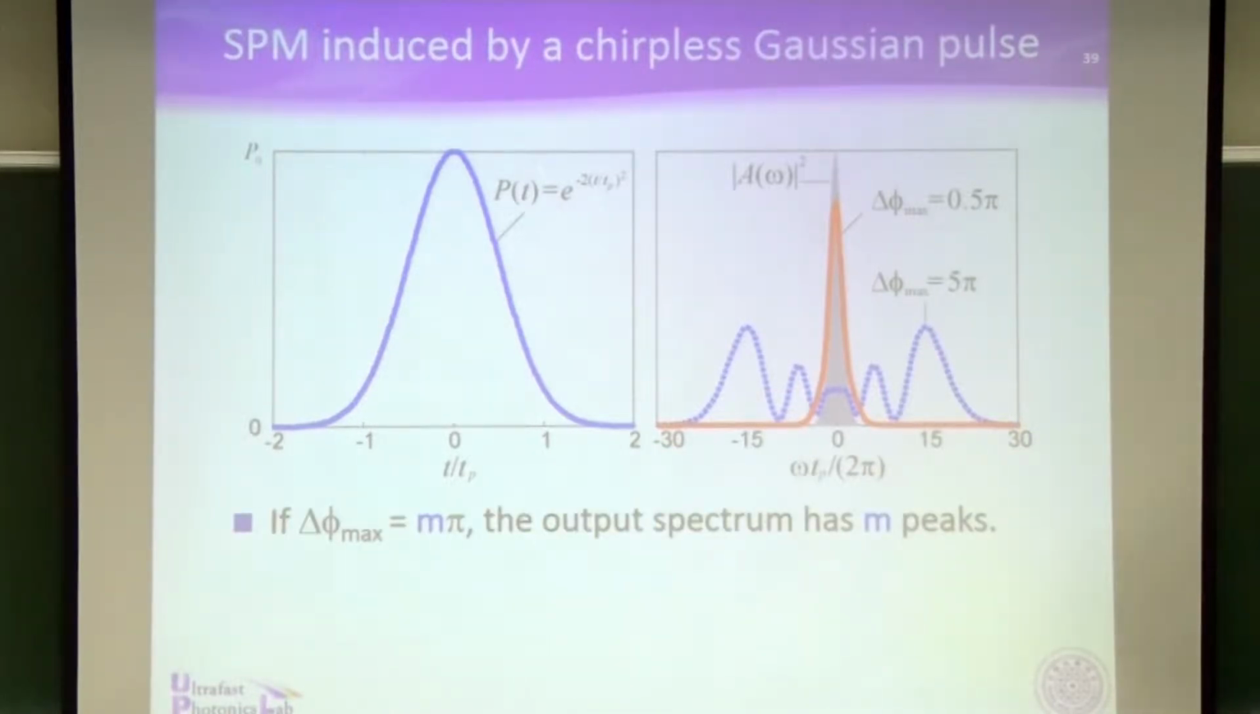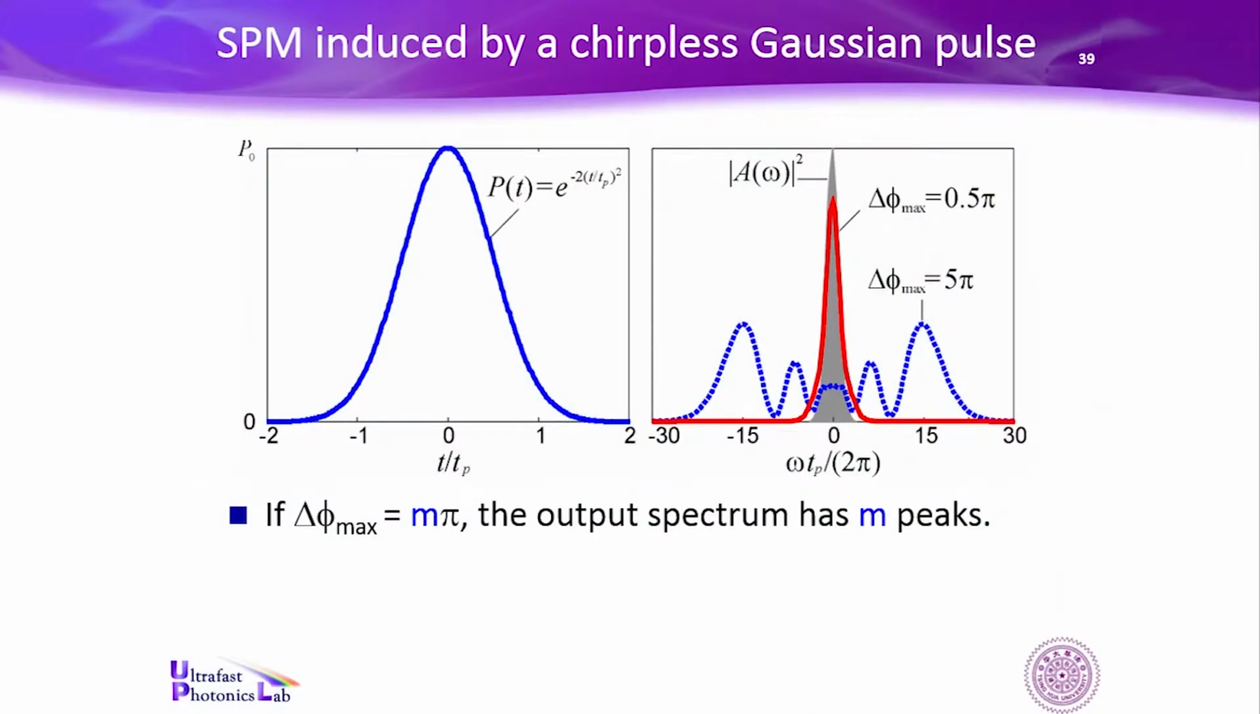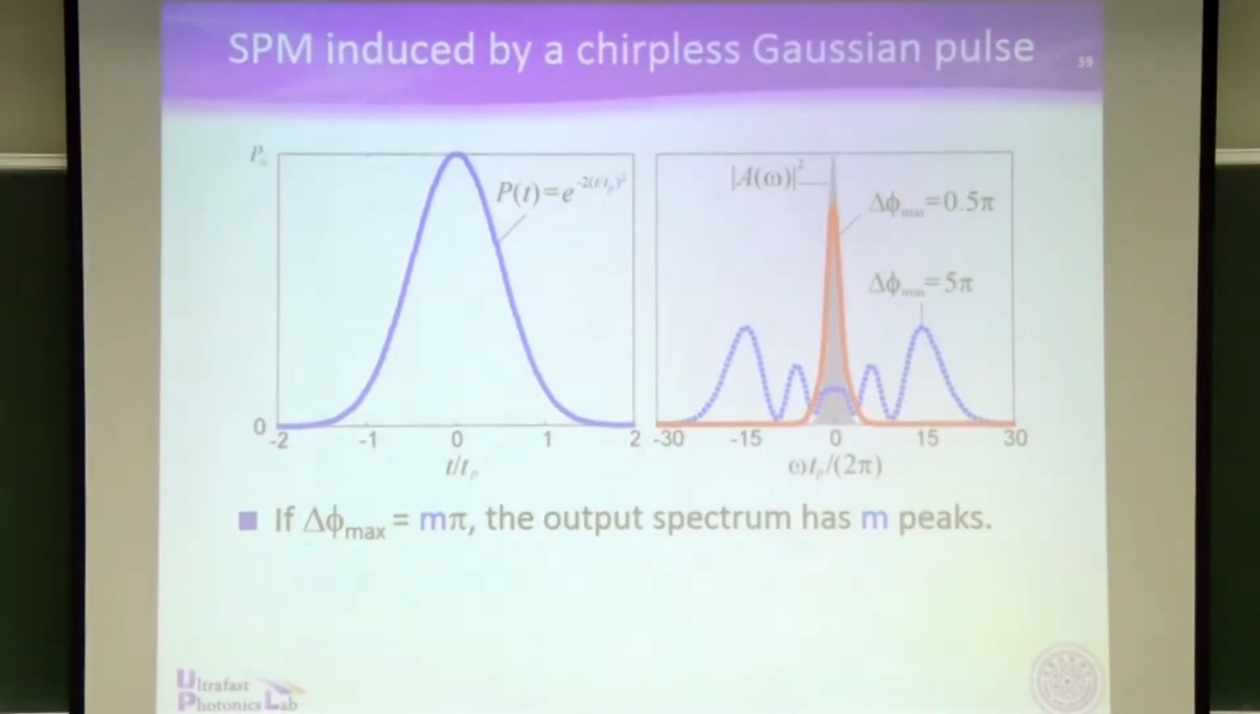So maybe you can keep these curves in your mind. What would be the impact of SPM? Not just spectral broadening, but usually total distortion of your spectral shape. And interestingly, people observe that if delta phi max is m times pi, where m is some real number, the output spectrum has m peaks.